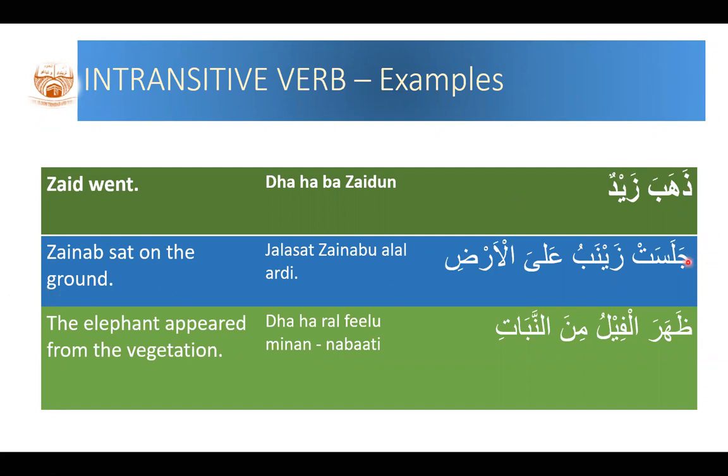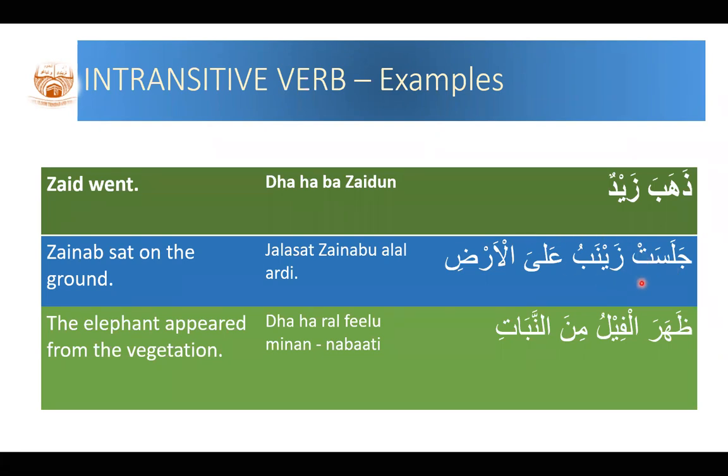Continuing, we have here, jalasat zainabu alal ardi. The word jalasa, jalasat is the feminine form. So jalasat Zainabu: Zainab sat alal ardi, on the ground or on the earth. Who sat? Zainab. So Zainab is the subject. Now, did we take a direct object? No, we did not. So therefore, we say that this verb is an intransitive verb. It will not take a direct object.